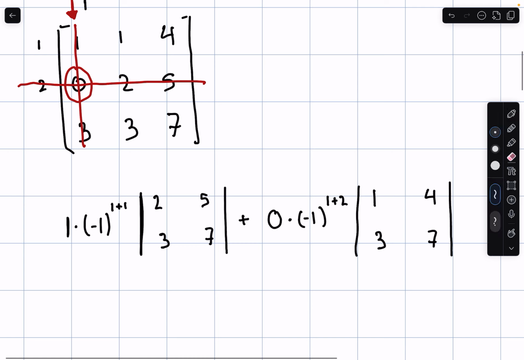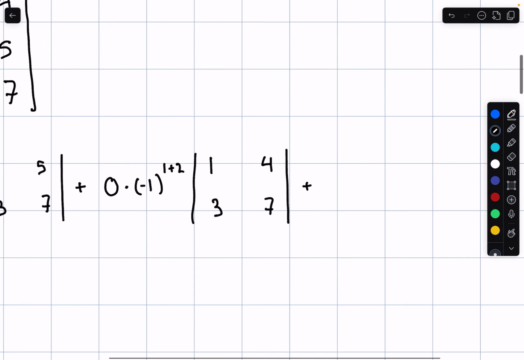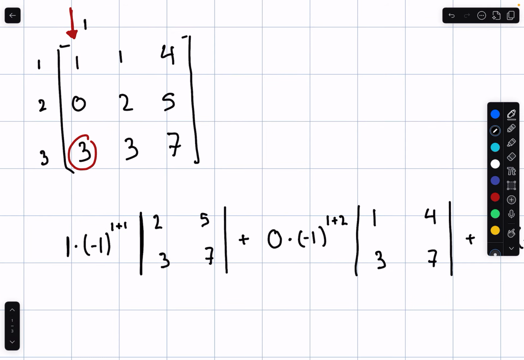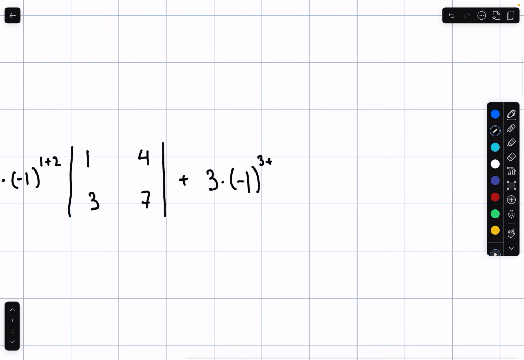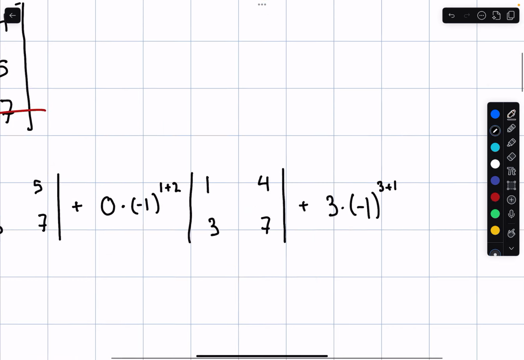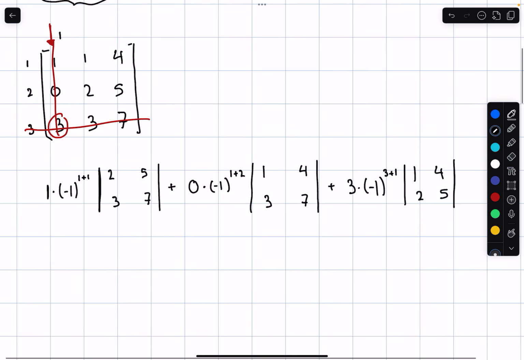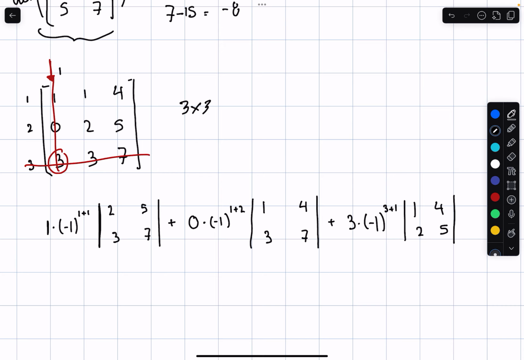Now we repeat this again for the final value of our matrix, which is 3 here. So now we're going to do plus 3 times negative 1 to the power of, this is the third row and the first column, 3 plus 1. And then when we exclude this 3 here, we're left with the determinant of 1, 4, 2, 5. And so you see how we've taken this complicated looking 3 by 3 matrix and broken it down into a whole bunch of 2 by 2 matrices, which we know how to do very easily.